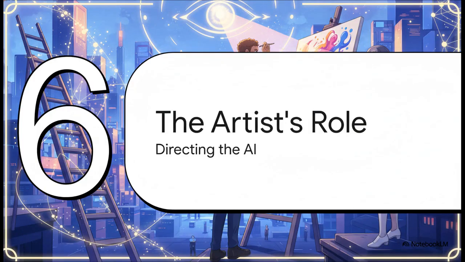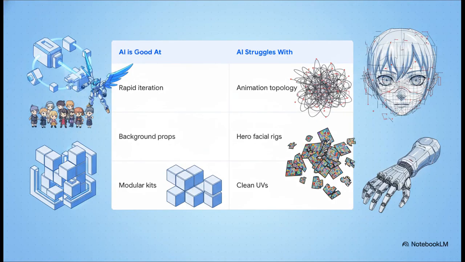Boom! Section 6. The artist's new role, directing the AI. Let's talk about what this means for you. To really thrive in this new era, you've got to understand the divide. AI is incredible at rapid iteration. Background props, modular kits, it builds the world fast. But it completely falls flat on animation-ready topology, hero facial rigs, and clean UVs. Acknowledging this distinction is exactly how you avoid burning hours and hours in sheer frustration.